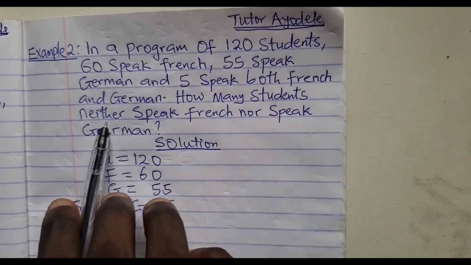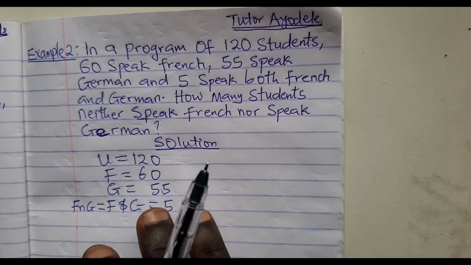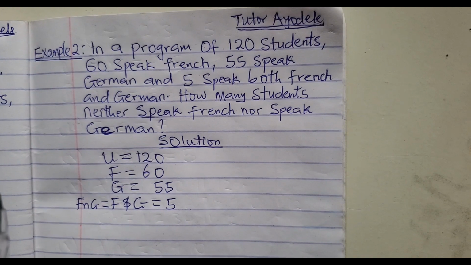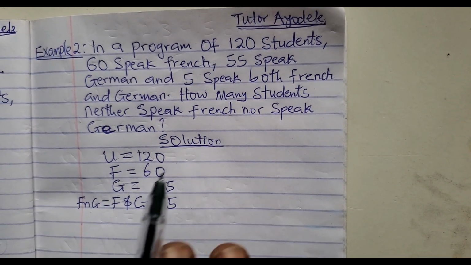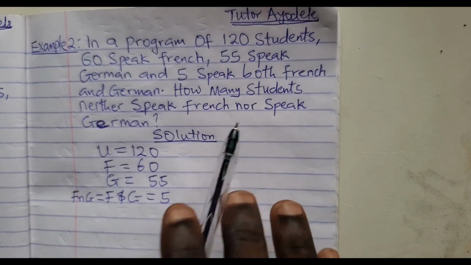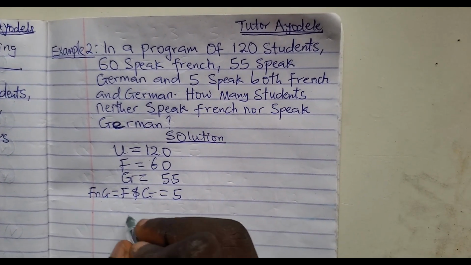So how many students neither speak French nor German? That is the number of students we want to calculate who do not speak French, and those students too, they don't speak what? German. The number of students who don't speak French and don't speak German. So first, as I've said, you draw our Venn diagram to make this easier.